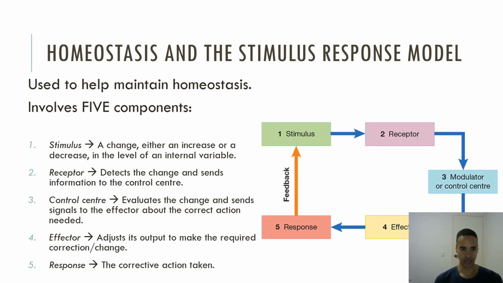Okay, so the effector will be something that can change to make the response go back to base, to return us to homeostasis. And then the response is the actual action that's being taken. So let's say the effector was in temperature. Let's say the effector is your sweat glands. Your temperature's gone up. It's too hot. So the effector is your sweat glands. The response is that you'll start sweating and you'll lose some of that heat through evaporation.